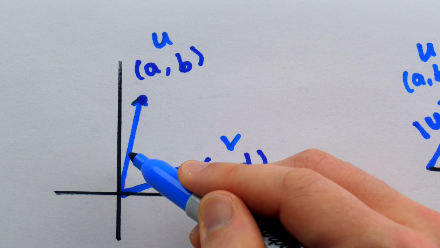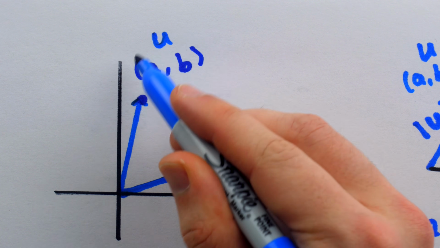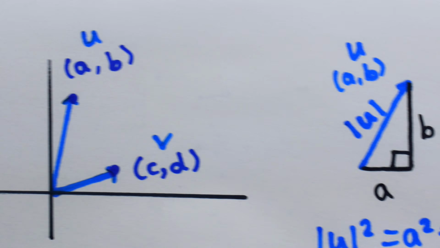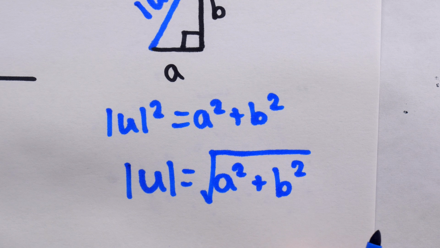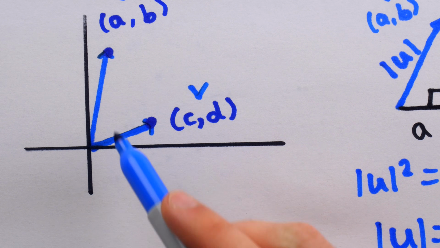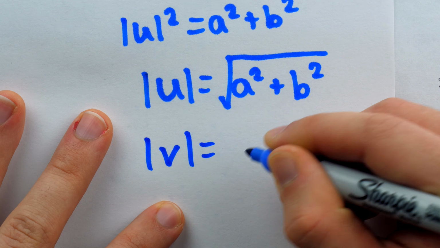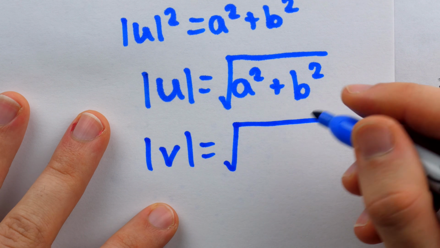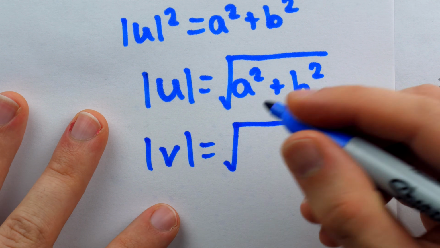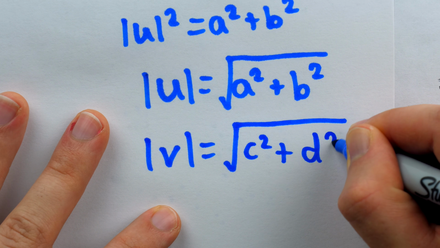of the vector u. It starts at the origin, that's its initial point, and it goes to the terminal point (a, b). And we use those coordinates in order to find the magnitude or length of the vector u, and of course we could carry out a similar calculation to find the magnitude of the vector v. In particular, the magnitude of the vector v would be the square root of the sum of the squares of the coordinates of its terminal point. That is the square root of c squared plus d squared.